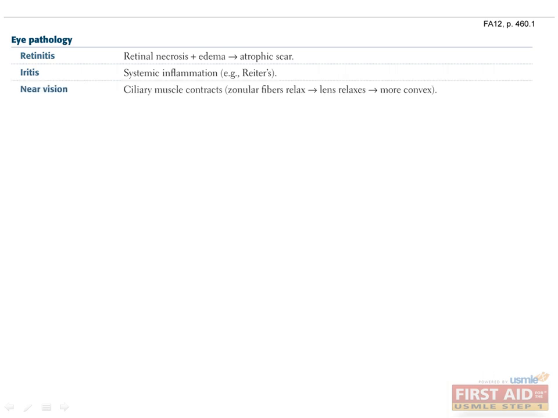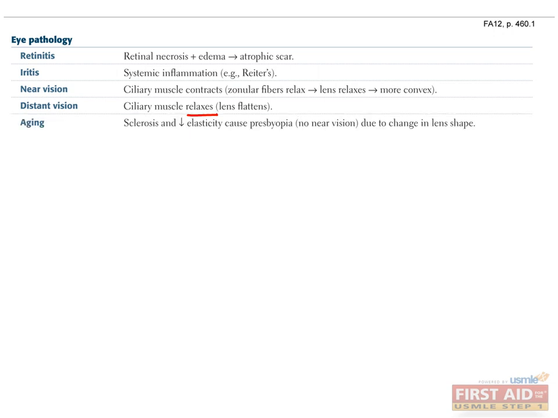It's important to know that near vision is achieved by the ciliary muscle contracting, which relaxes the lens so it is more convex. Distant vision is achieved by the ciliary muscle relaxing, which contracts the lens so it flattens. With aging, the lenses become increasingly sclerosed, so they develop problems with near vision called presbyopia, and thus many elderly patients require bifocals. Also, glaucoma, macular degeneration, and cataracts develop in the elderly, which can also lead to vision loss.